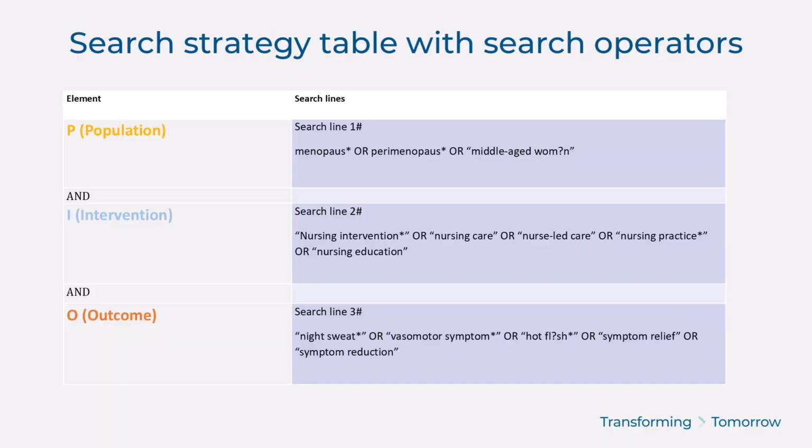Now we are going to combine all of these search tricks and tips into our search table to get it ready for a database search. Here we have put an asterisk at menopause after the S to ensure we capture menopause and menopausal, and again for perimenopause and perimenopausal. We have also put double quotation marks around middle-aged women, including a wildcard entry, so we capture the single word woman and its plural women. We have continued using these tricks across our search string to help us get the best results out of our database search.